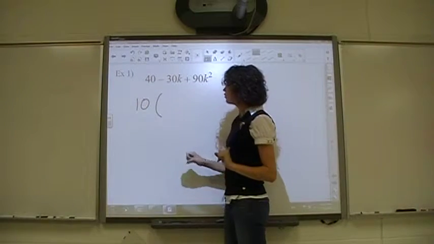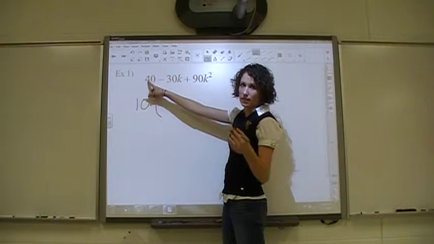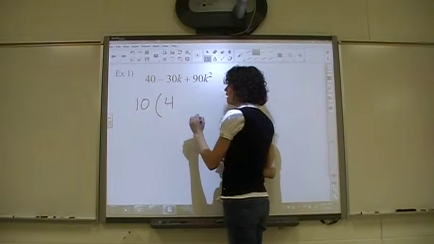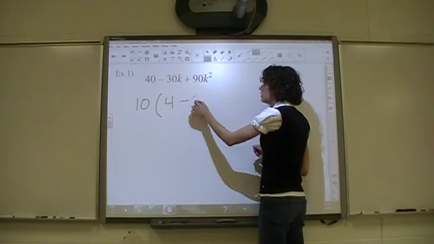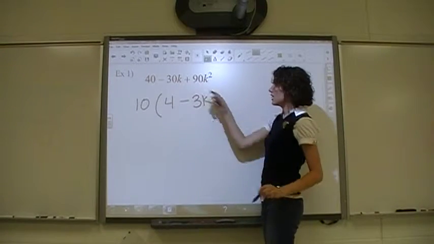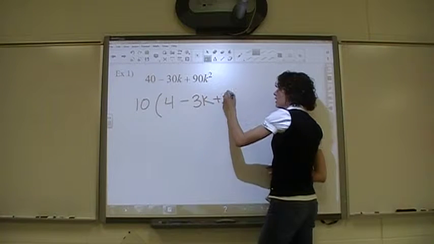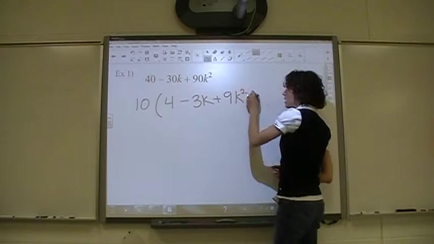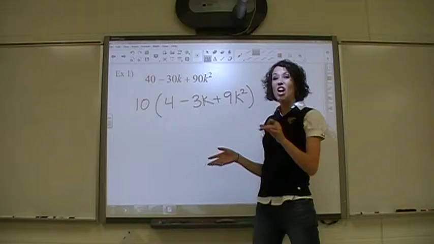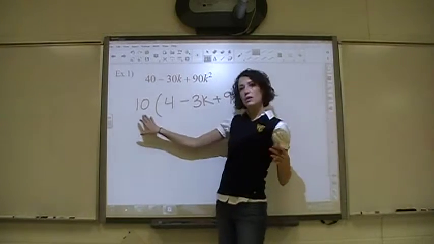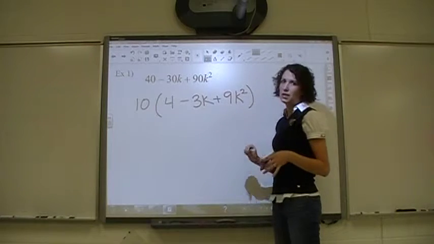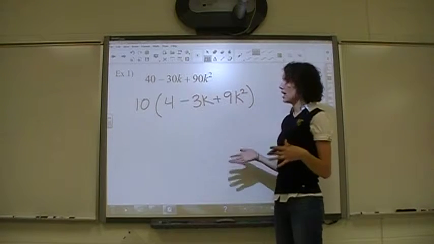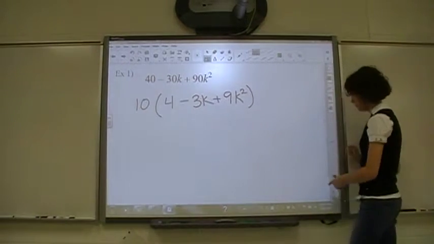Then inside there, you notice that if you take a 10 out of 40, you get 4. Then minus, you take a 10 out of 30k and you get minus 3k. You take a 10 out of 90k squared and you're left with 9k squared. So it looks like you're kind of doing an undistributing of this 10, which is what you are doing when you factor out a 10 out of all of these numbers. And that's your final answer by factoring out the greatest common term.